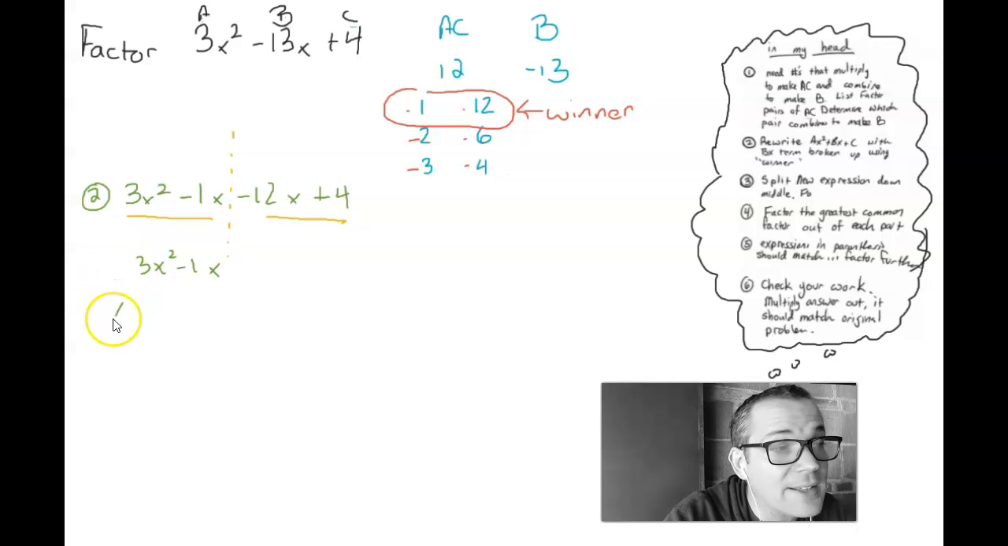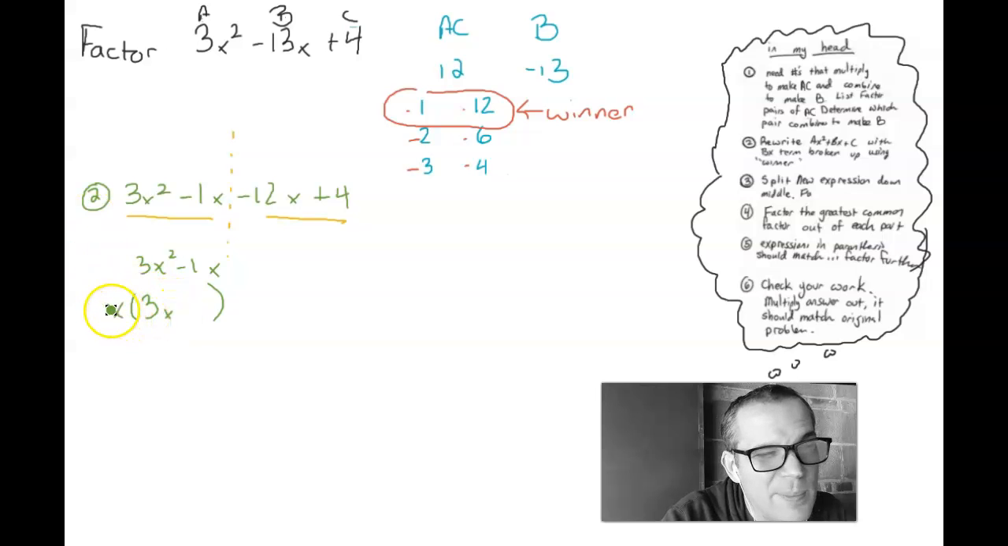So I'll factor an x out. I'll open up some parentheses. And what's left on the inside? Well, if I wanted to get a 3x squared, the question in my head is, what would I multiply this by to get 3x squared? And of course, I hope you're thinking 3x.